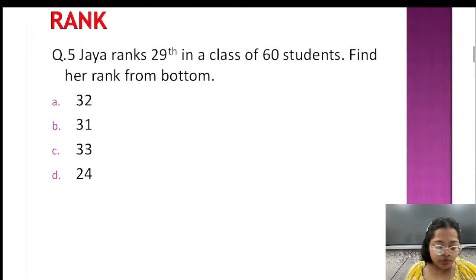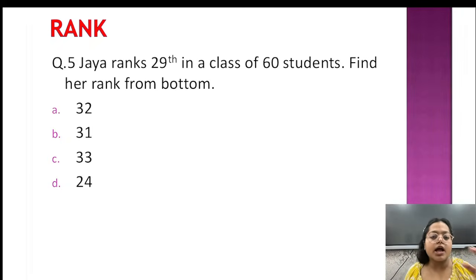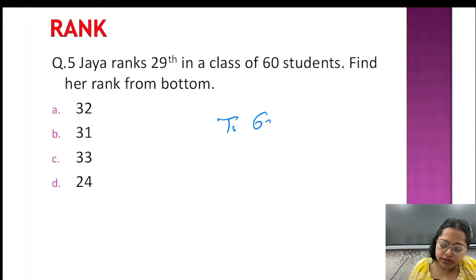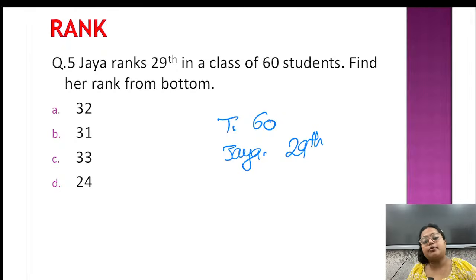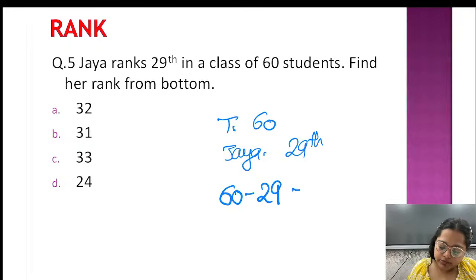Now next question, which is based on the topic of rank. So students, please listen carefully, quite tricky. Jaya ranks 29th in a class of 60 students, okay. So total students is 60. Jaya ranks 29th. So whenever we encounter this type of question, how to solve them? Just subtract. How much? 60 minus 29. करिए फटाफट कैलकुलेट करिए. 31.